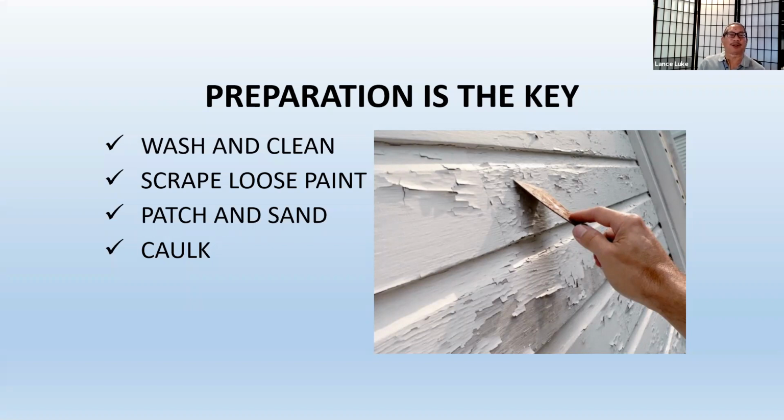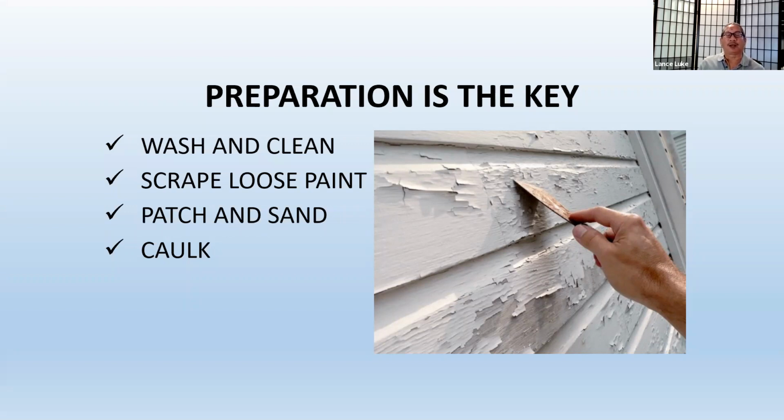Proper preparation is you wash and clean the surface. If you have old paint, loose paint, you scrape the paint off until it's solid and it's not going to come off. You patch and sand. So if there's imperfections in the wood or concrete or whatever the surface is, you fill those in and then you sand it so that the finished paint can go on it and adhere.